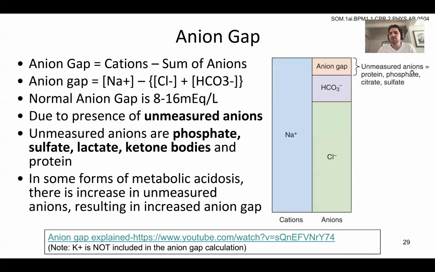Anion gaps are just these unmeasured anions, right? So the cation is always going to be sodium. The anions we primarily worry about are bicarbonate and chloride.